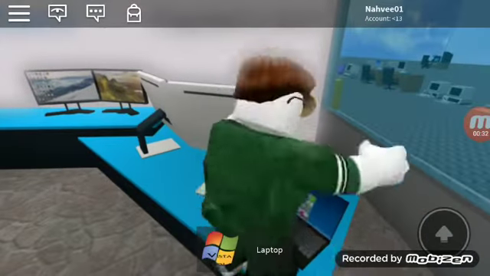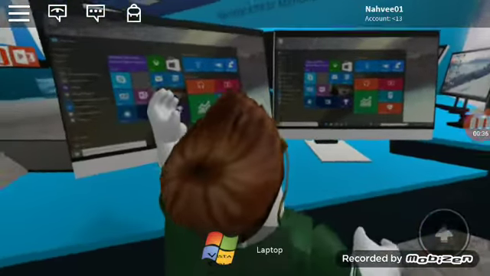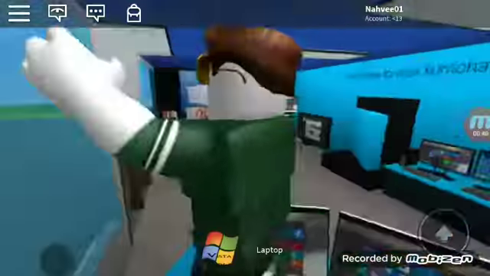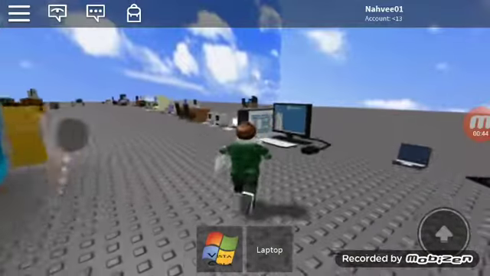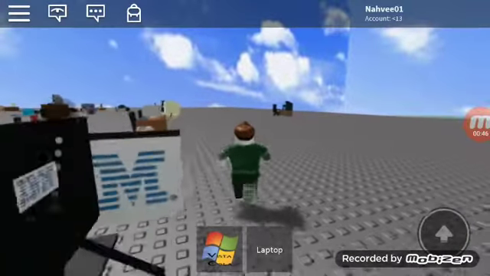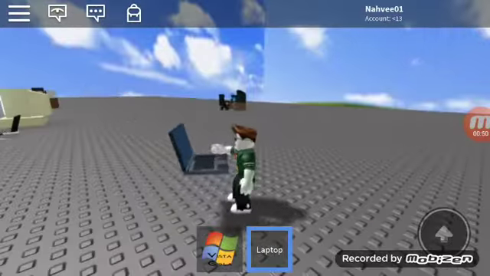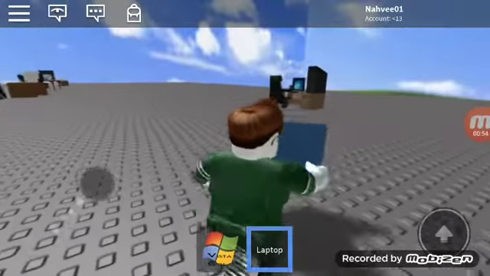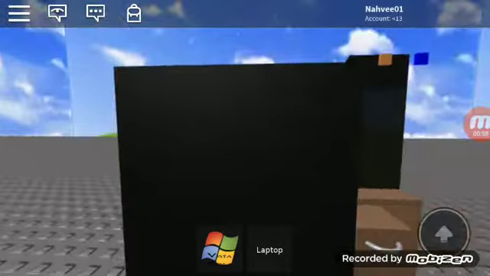Ooh, laptops. Laptops are a good one. And look at this on computer dot. Look at this computer, yeah. Let's get inside. And look at this laptop in the middle. So good. And look at it, look at this computer inside.